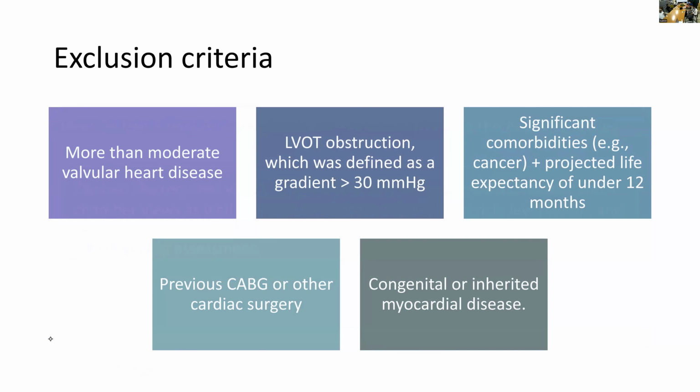For patient level exclusion criteria, if they had valvular heart disease of more than moderate severity, left ventricular outlet obstruction with a gradient of more than 30 millimeters of mercury, or significant comorbidities, for example cancer, and when the investigators predicted that the patient would die within the next year, they excluded this group of patients. So very sick patients were not part of this trial. Also, if the patient had already undergone bypass or any other cardiac surgery, or had congenital or inherited myocardial disease, these patients are not part of our trial.